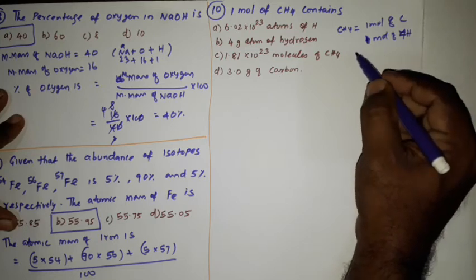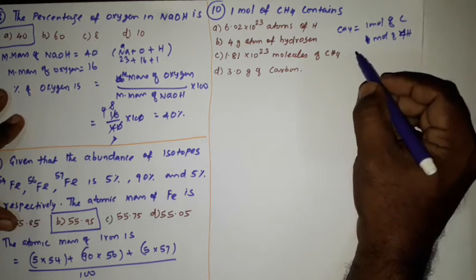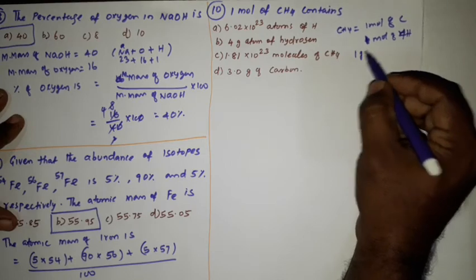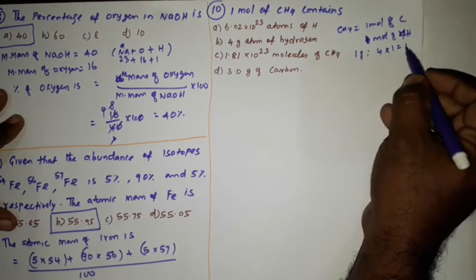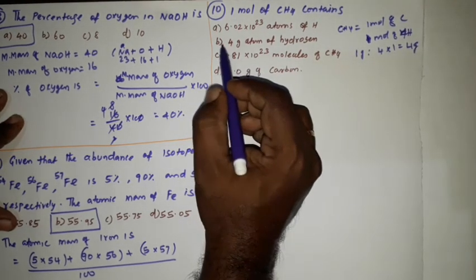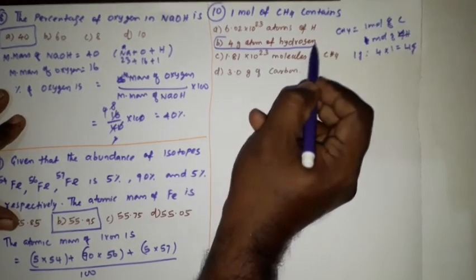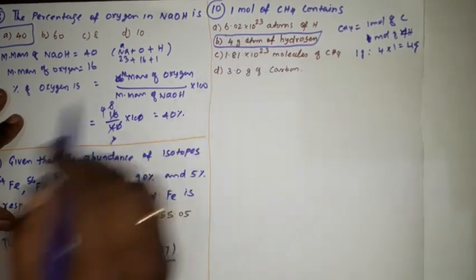So 1 mole of carbon, 1 mole of 4 hydrogen atoms. So what is the mass of hydrogen? Hydrogen mass is only 1 gram. So 4 into 1 gram, it will be 4 gram. So option B is the right answer. 4 gram atoms of hydrogen. Clear?